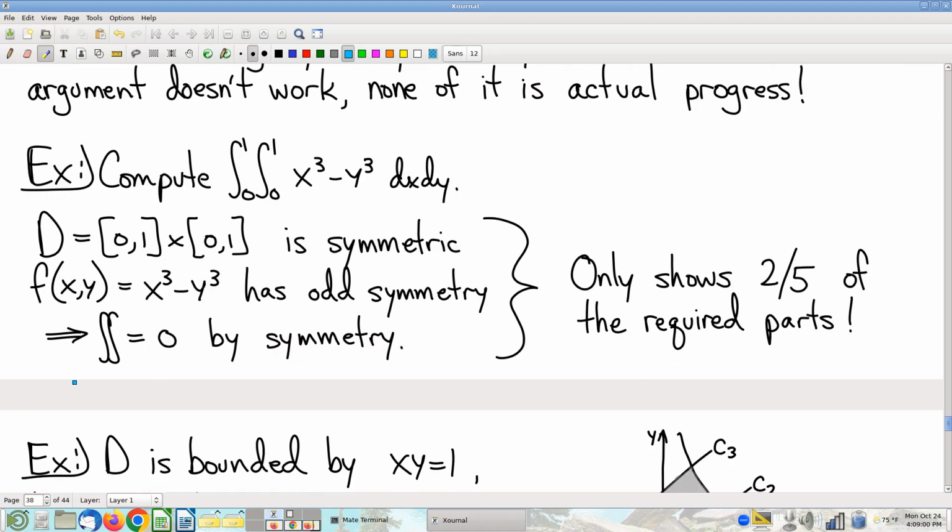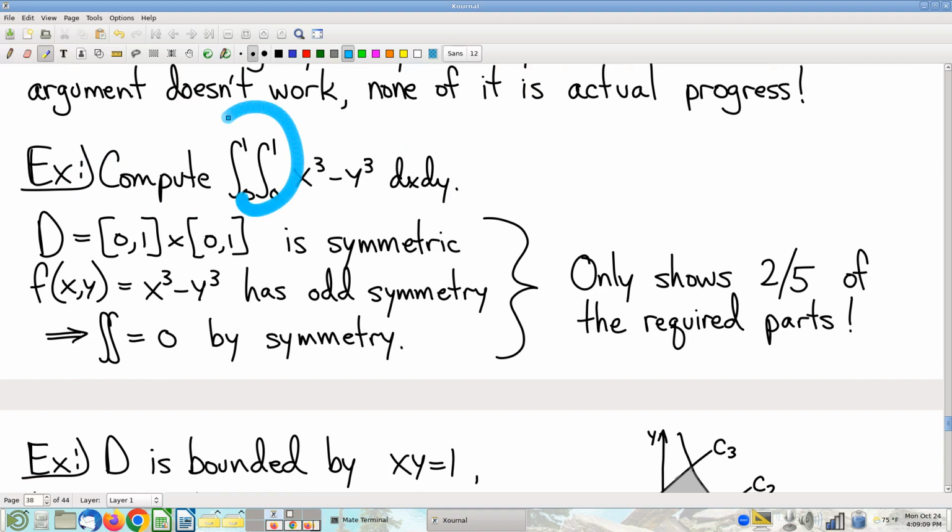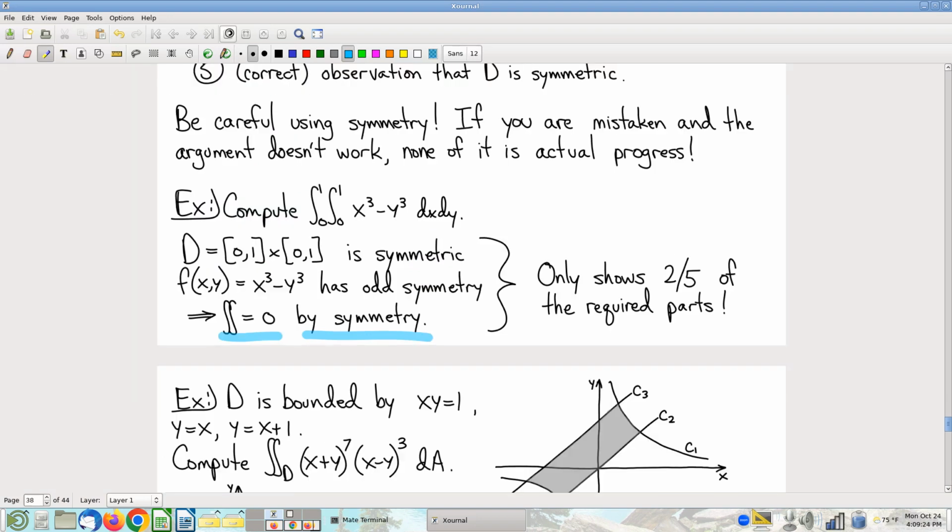Okay, now here's an example. This is an example of what a student might submit sometime. The question is to compute this integral. The student correctly notes that the domain is symmetric. The student correctly notes that the integrand has an odd symmetry. And then from that and that alone, the student says, hey, the integral is 0 by symmetry. Well, let's look at the checklist.